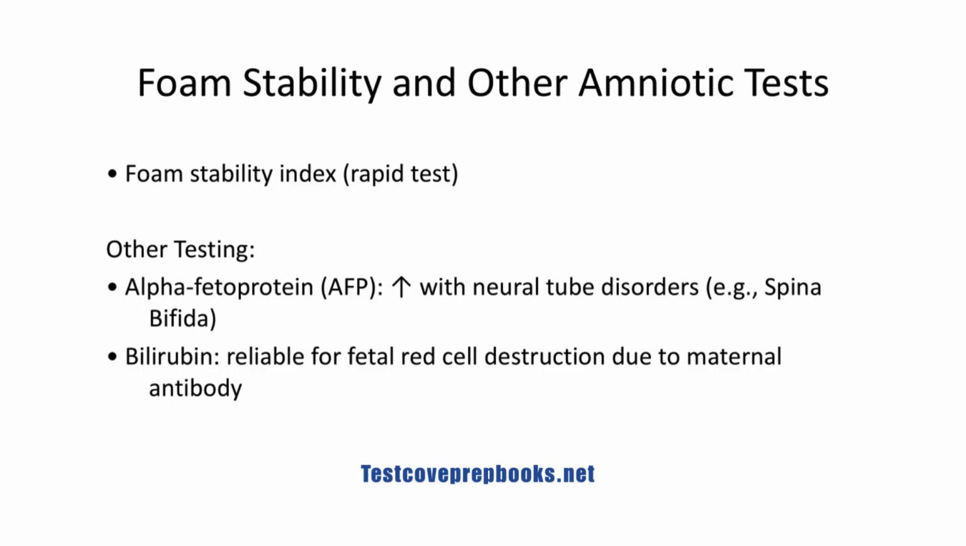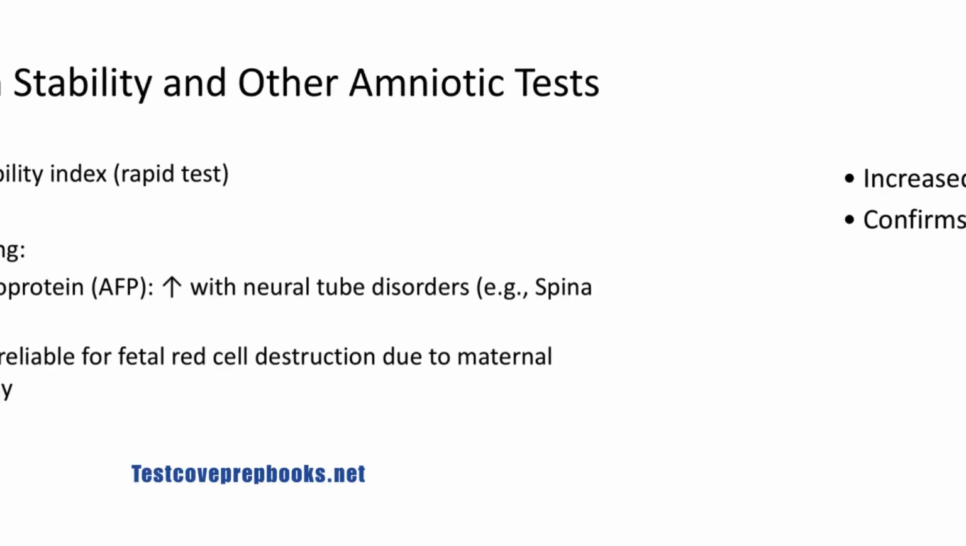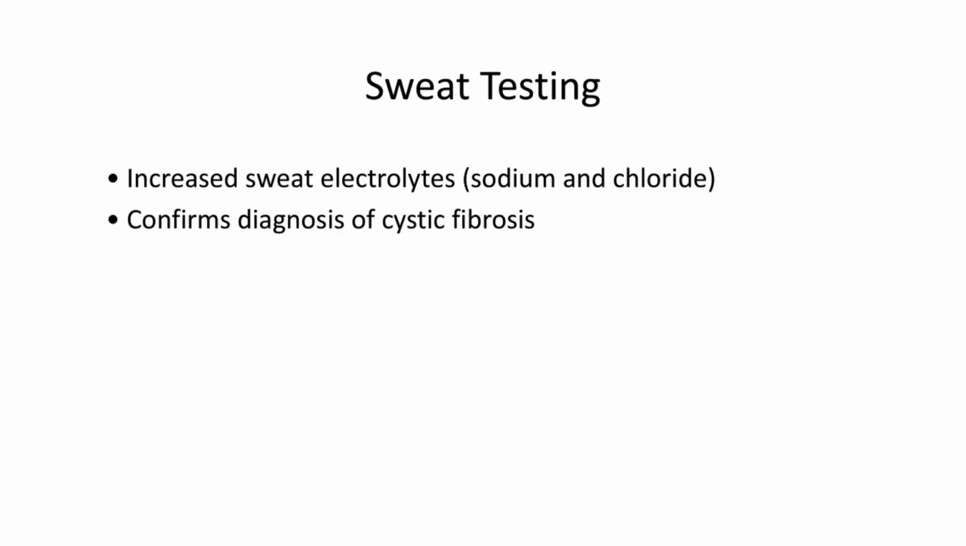Other important amniotic fluid tests include alpha-fetoprotein, which is elevated in neural tube disorders such as spina bifida, and bilirubin levels, which provide a reliable estimate of fetal red cell destruction due to maternal antibodies. Sweat testing is used to confirm cystic fibrosis. In this condition, sweat electrolytes such as sodium and chloride are elevated.